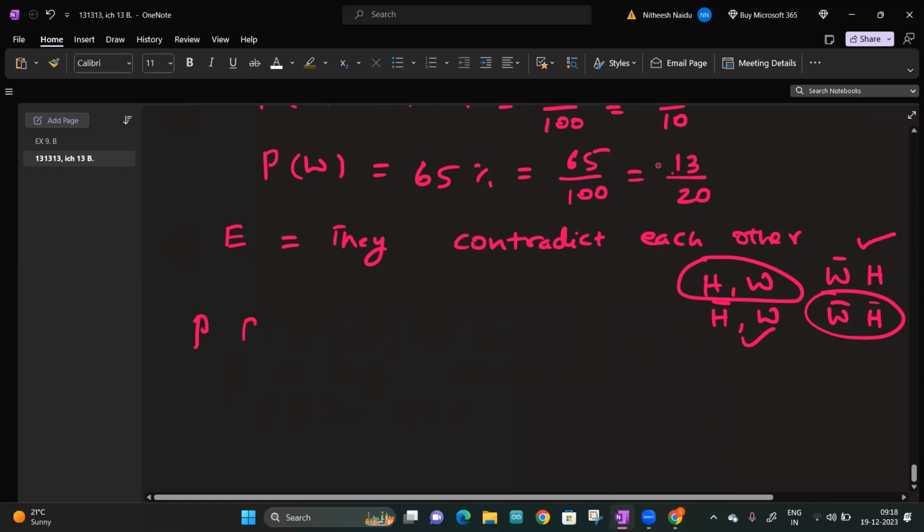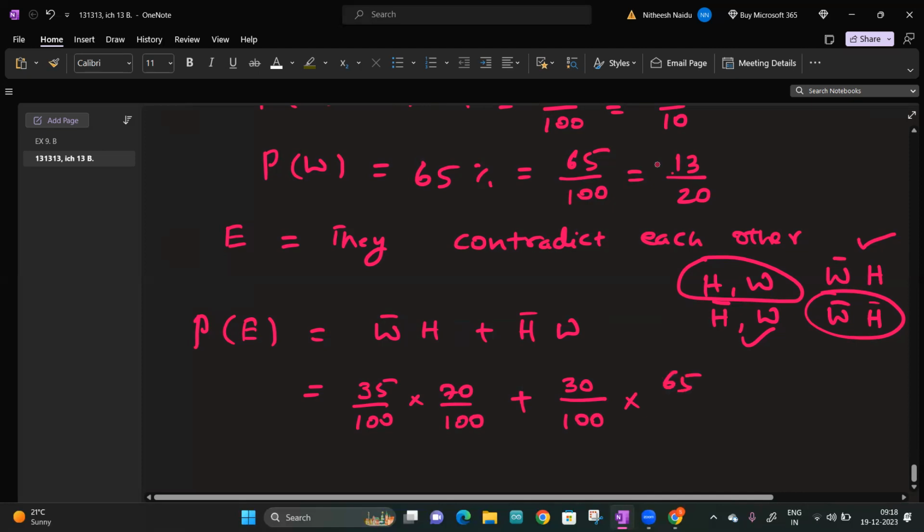So P of E will be, you have to write these things: W bar H plus H bar W. What is the W bar probability? 35%, so 35 by 100. What is the probability husband will tell truth? 70% chances, 70 by 100. Plus H bar is 30 by 100, into W is how much? 65 by 100. So the denominator will have 4 zeros. Can you do the calculation? 35 times 70 is how much?